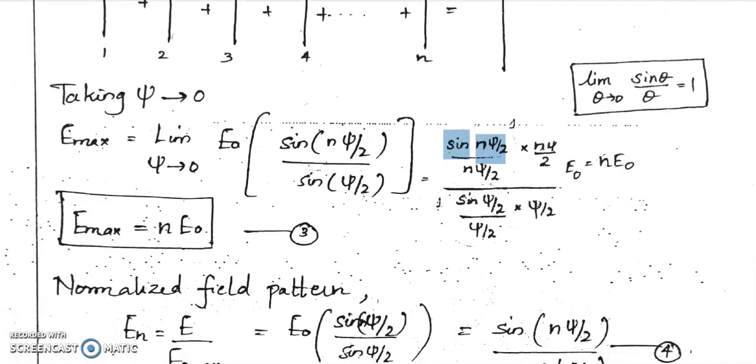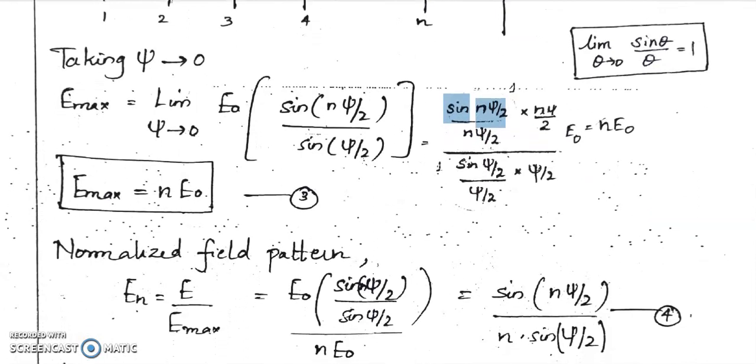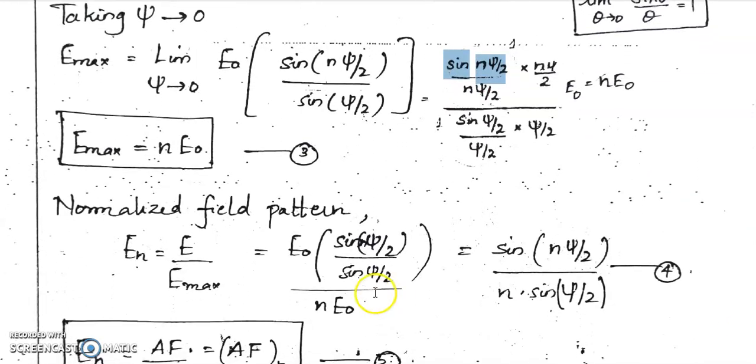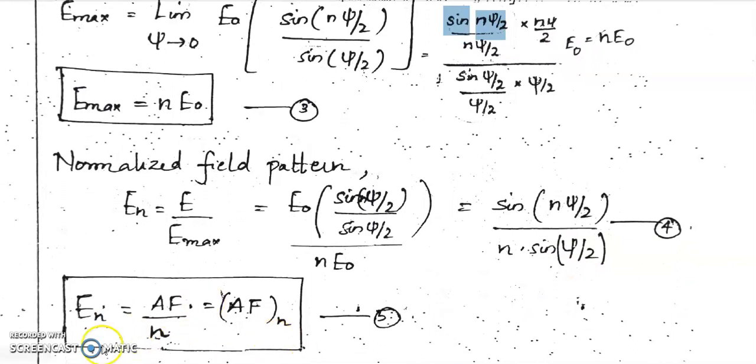So we can find its normalized value as En is equal to E by Emax. So you will get the final answer: sine n psi by 2 divided by n into sine psi by 2. In short, we can write En is equal to array factor by n. The array factor is sine n psi by 2 divided by sine psi by 2. That divided by n gives the normalized electric field intensity. You must remember this equation: normalized electric field intensity En is equal to sine n psi by 2 divided by n into sine psi by 2. That's all. Thank you.